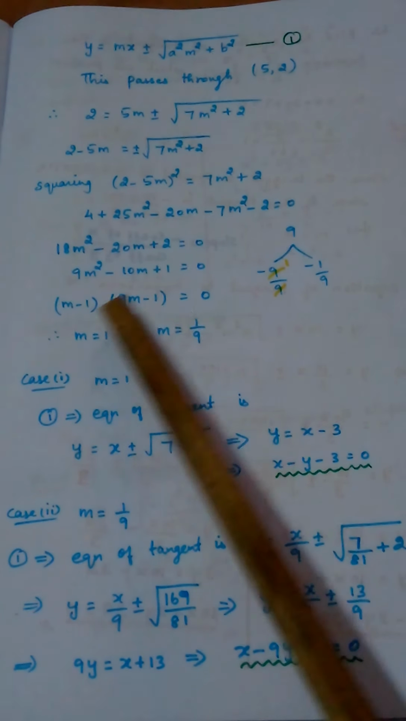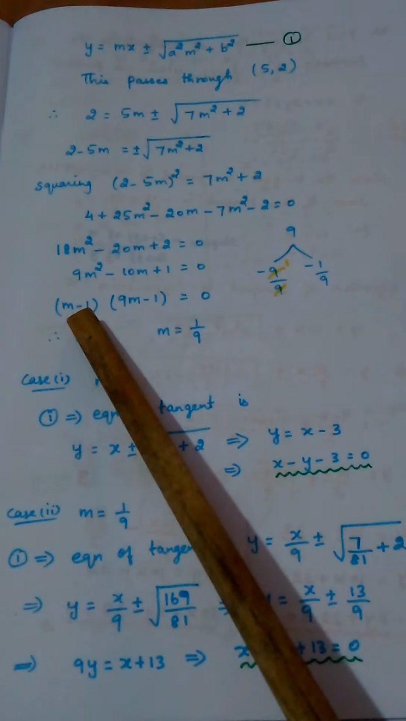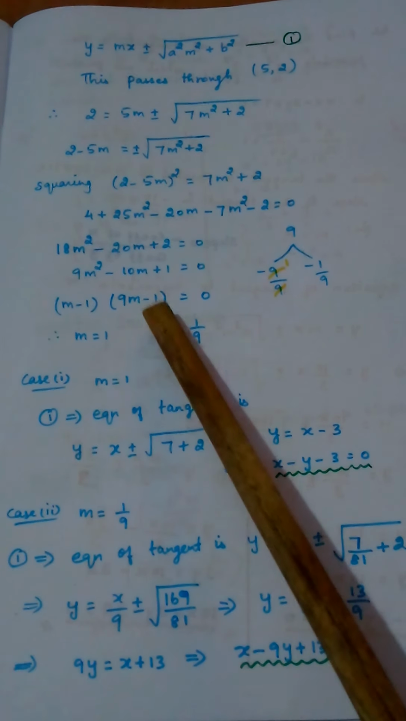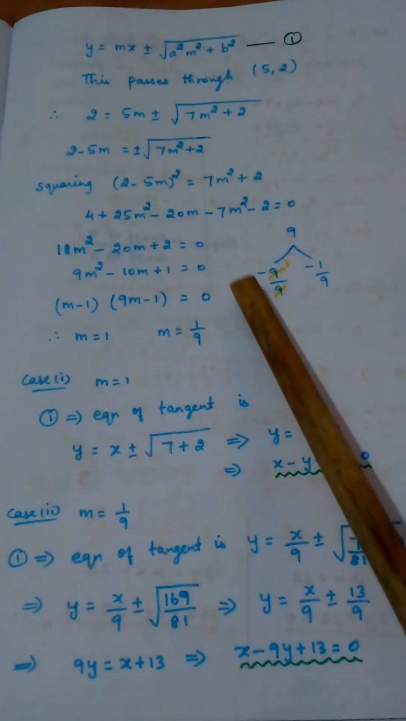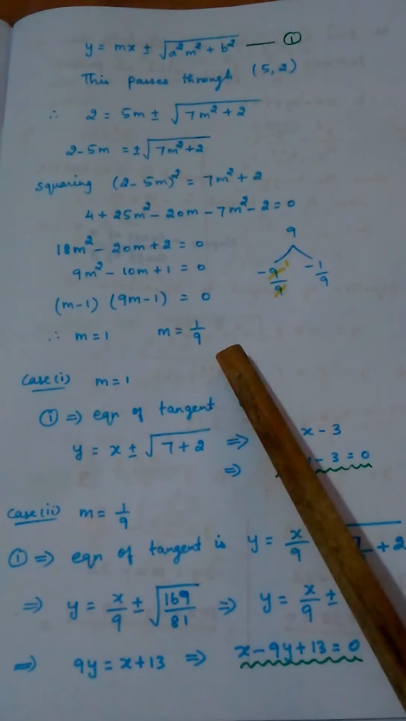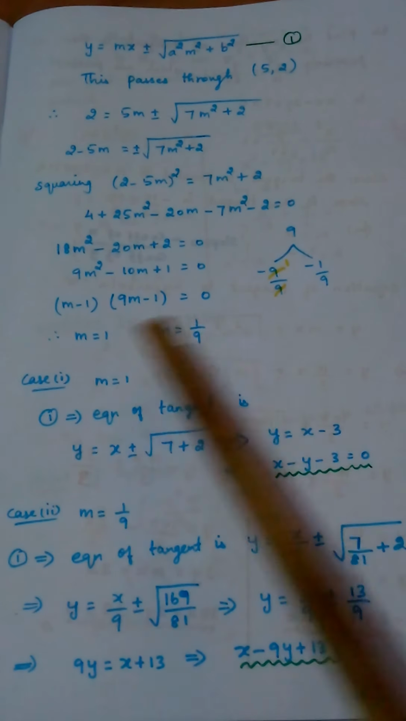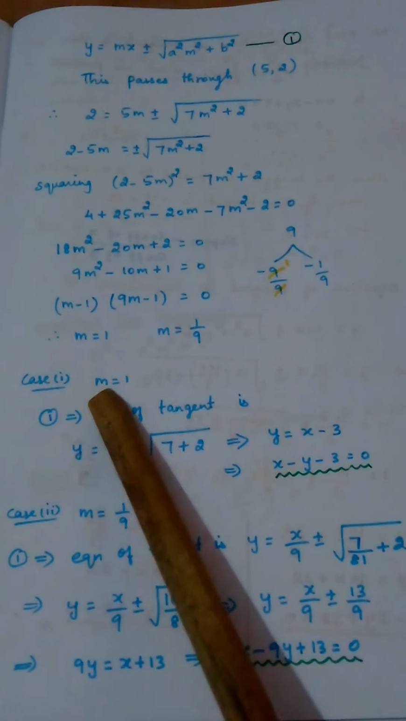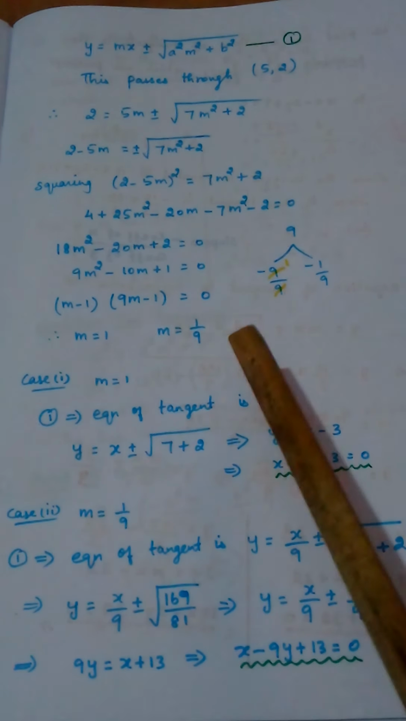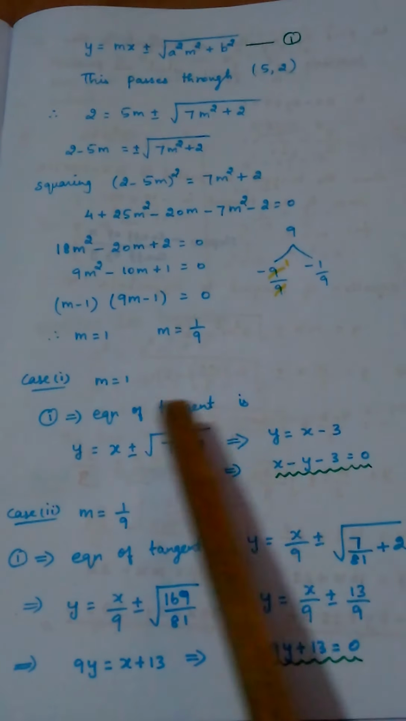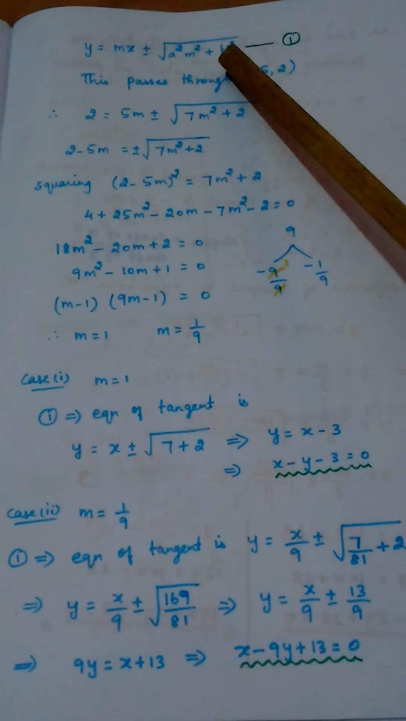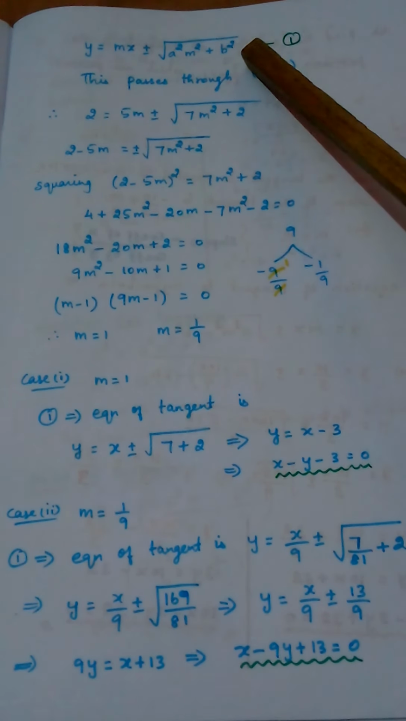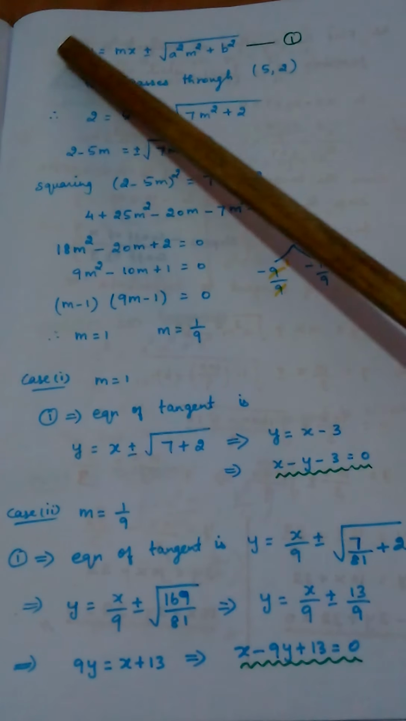From these two we are getting two values of m. From this we are getting m is equal to 1, and from this m is equal to 1 by 9. So we have two values of m now. First we will take case 1, m is equal to 1. Our aim is to find the equation of tangent, which is equation number 1.